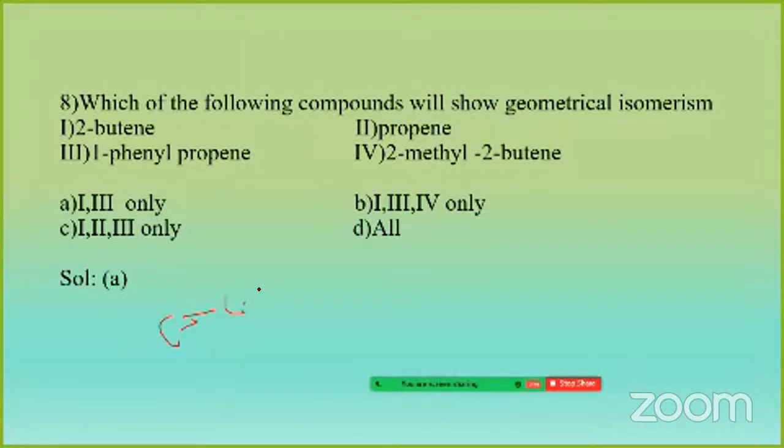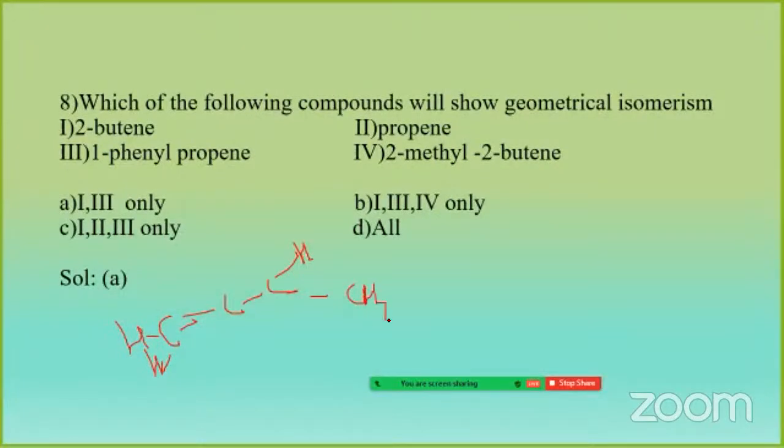Here the remaining are hydrogens. So hydrogen and hydrogen on one carbon, and on the other one hydrogen and another one is methyl. Because these two hydrogens are present towards the same side, it will show geometrical isomerism. So 1 and 3 can show the geometrical isomerism. Hence the answer is A.